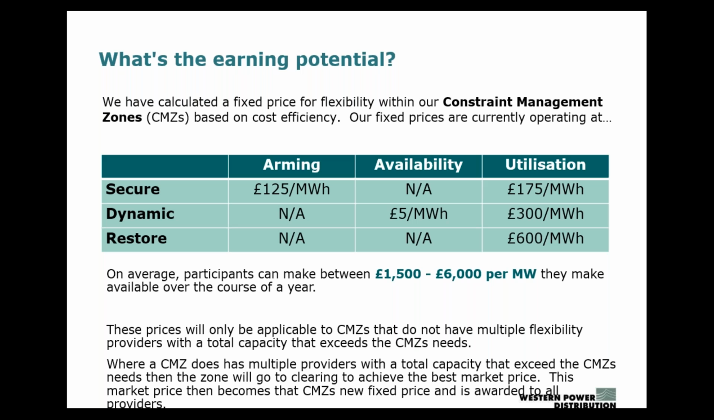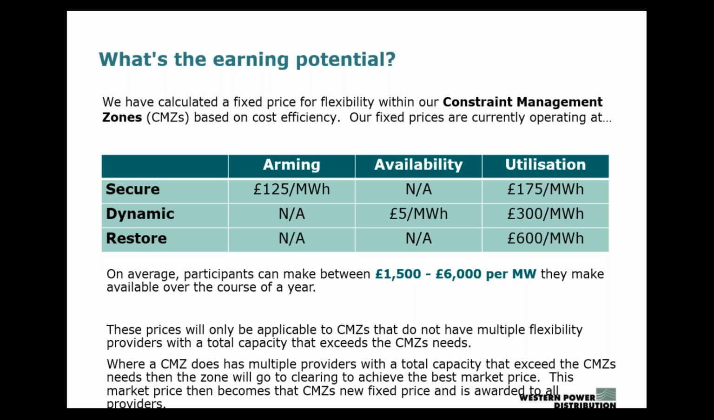So just a little bit here about the revenues that are available through Flexible Power. We split payments across availability, sometimes referred to as arming, so an arming availability payment, which is kind of the standby payment for making your assets available on standby to us, and a utilisation payment. So that's when we actually call upon and require your asset to deliver service to us.